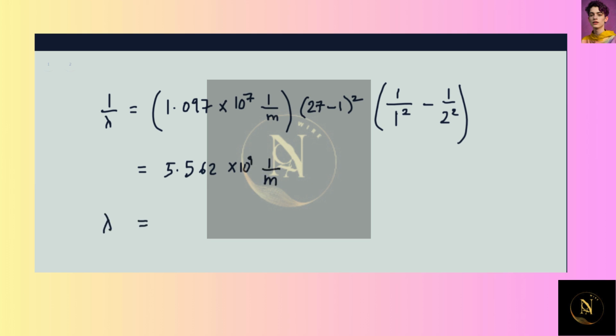So when we invert this, this is basically 1 over lambda. So when we invert 5.562 times 10 to the power 9, we get 1.798 times 10 to the power minus 10 meters.